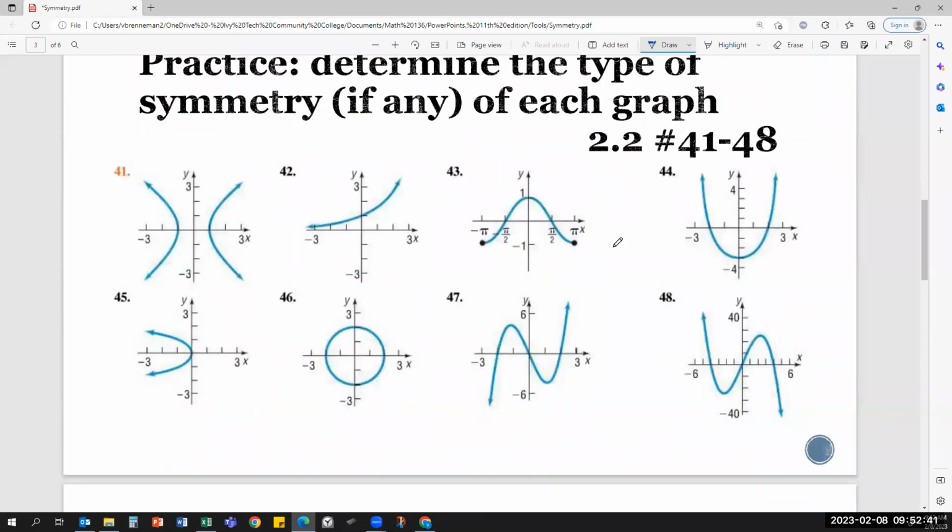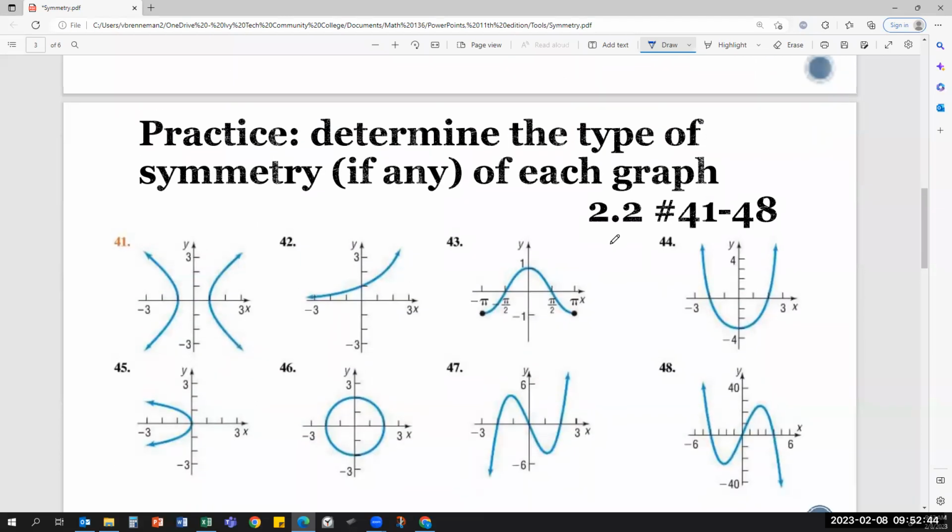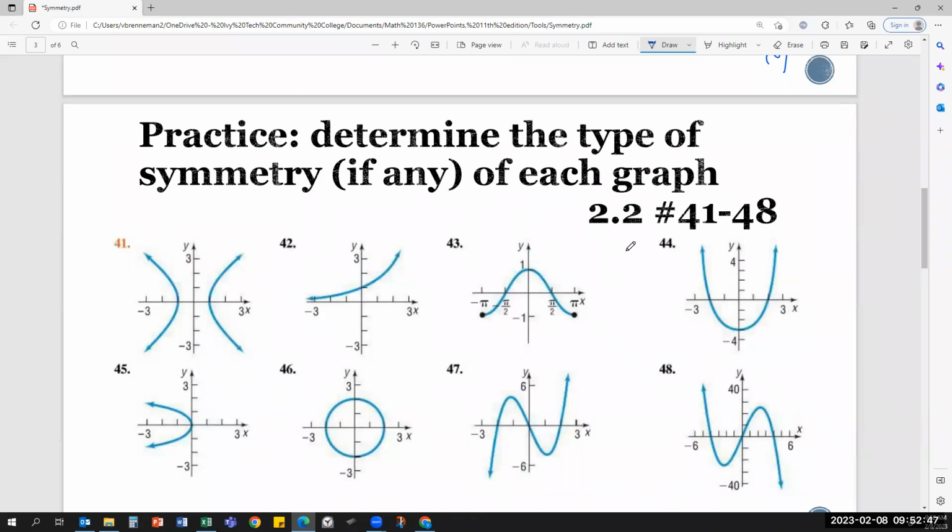All right, looking at these types of graphs, you want to identify any types of symmetry they have. This first one has matching parts on opposite sides of the y-axis. It has that reflection. I could fold it over the y-axis so it would land on top of itself and match up. So it has symmetry with respect to the y-axis. But I'm not going to stop there. I have to check the others too, because it also matches up over the x-axis. I could fold it over the x-axis and it would land on top of itself. So it also has x-axis symmetry. And if I rotate it 180 degrees, it's matching up as well.